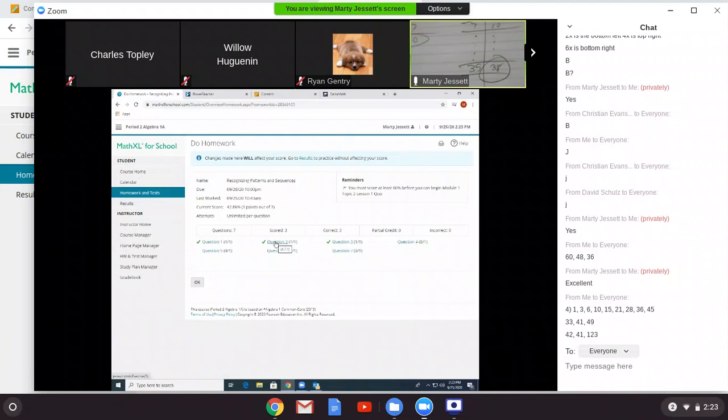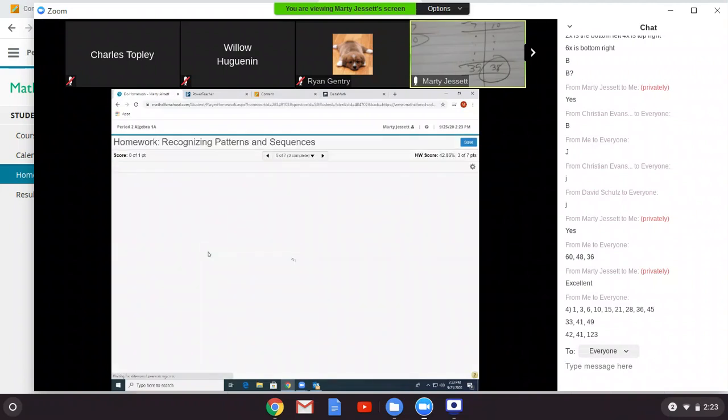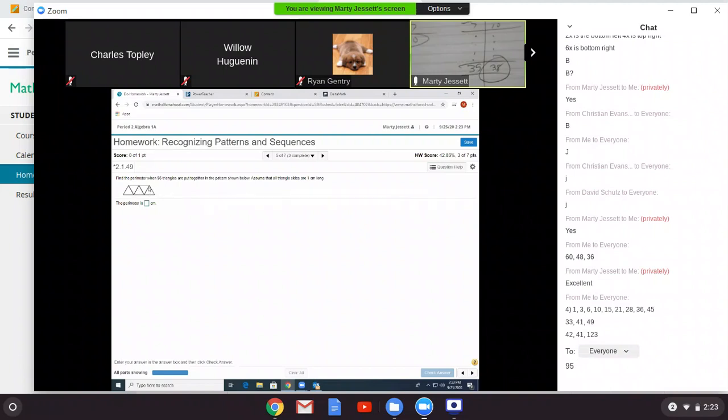Looks like I've already done some of these problems, but skip over here to question number 5. Let's see what that one is. Oh, that's a figure, okay? It says find the perimeter when 98 triangles are put together in the pattern shown below. Assume all the triangle side lengths are 1 centimeter. So they show me 1, and they want to know what it would look like with 98 of them, okay? So maybe I'm going to have to do a little bit of work with this, okay? So maybe I'm not sure.